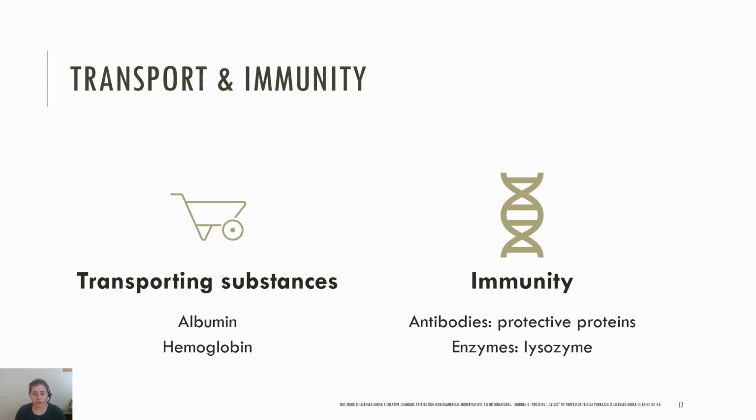Proteins also play vital roles in transporting substances around the body. For example, albumin chemically binds to hormones, fatty acids, and some vitamins, essential minerals, and drugs, and transports them throughout the circulatory system. Each red blood cell contains millions of hemoglobin molecules that bind oxygen in the lungs and transport it to all the tissues in the body.